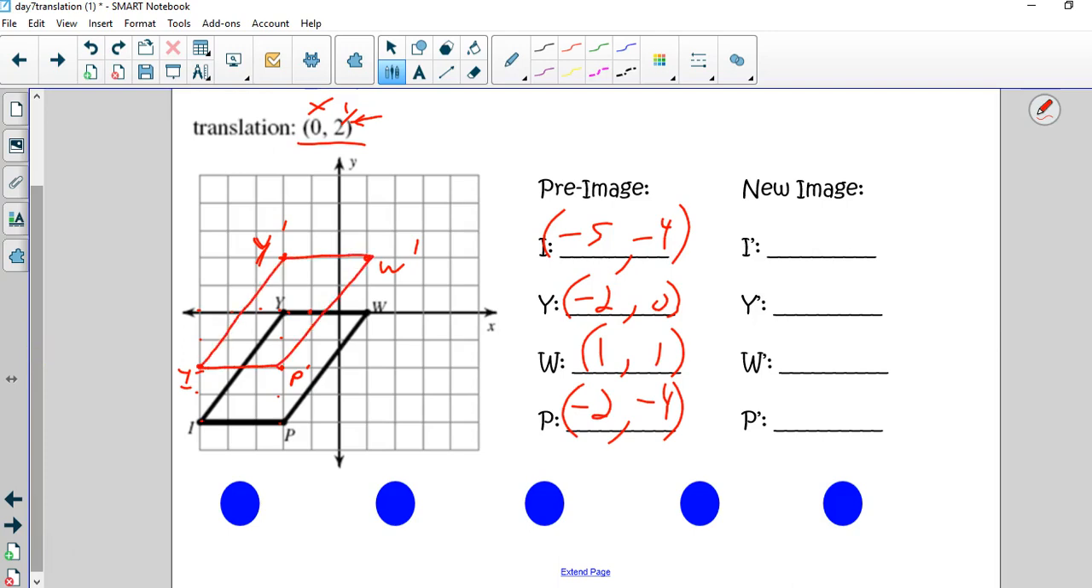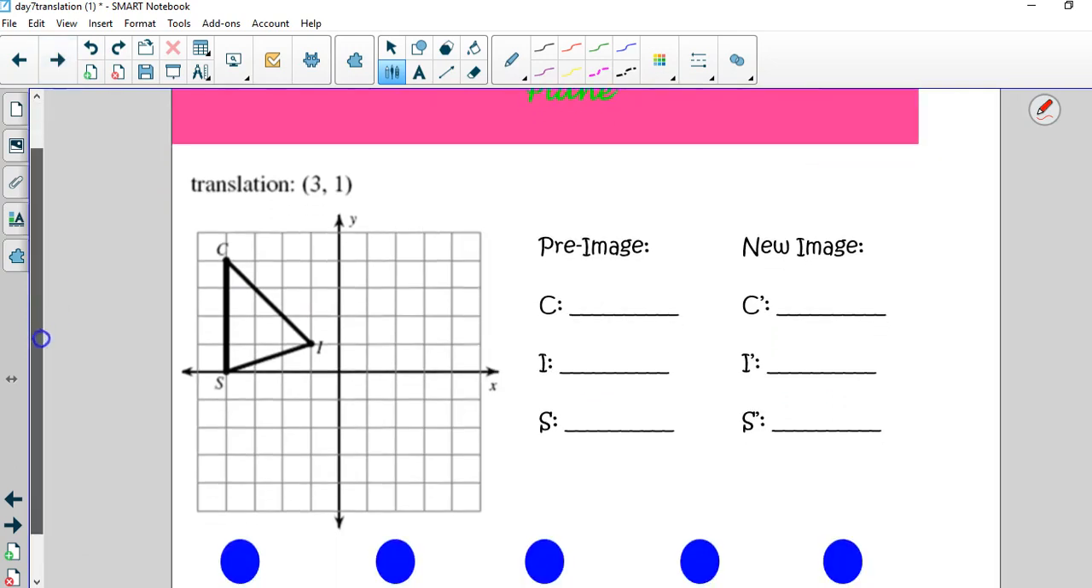Now, what are my new locations? Well, I prime is still out at -5 because we didn't move left or right at all, but now it's only down 2 spaces. And Y is still out 2 spaces to the left, but now it's 2 higher. W prime is, again, 1, but now it's up at 3. And P prime is still left 2, and only down -2.